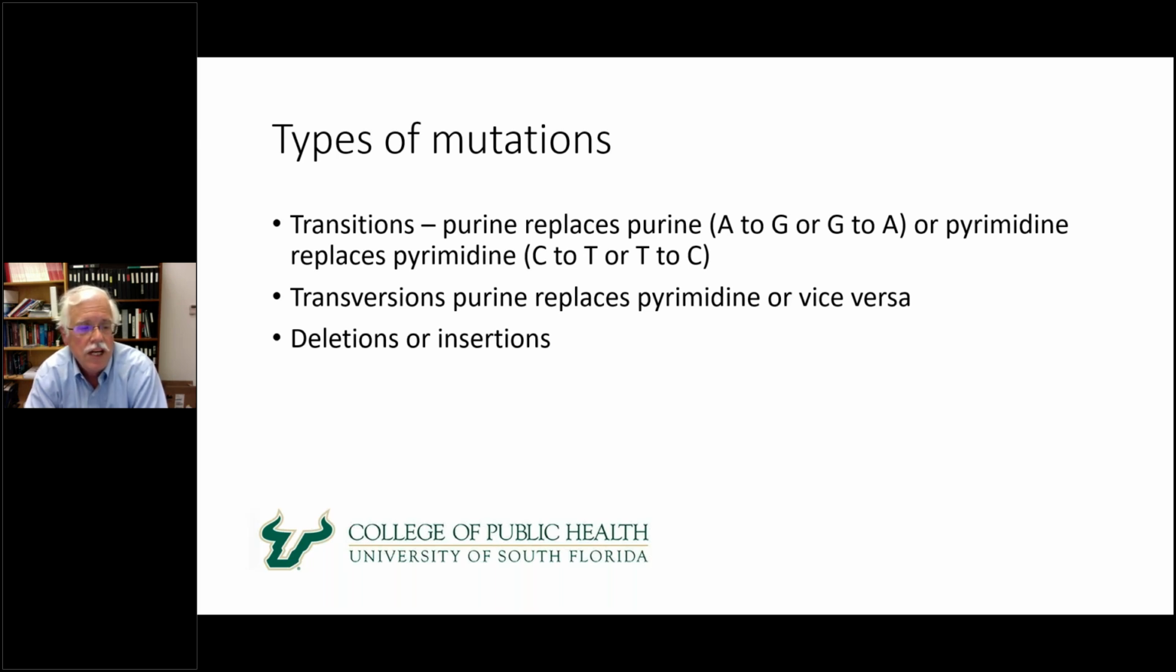Transversions, on the other hand, where you have a pyrimidine that replaces a purine or a purine that replaces a pyrimidine, are a little less common because obviously a two-ring structure is very different than a one-ring structure, so the polymerase is a little less likely to make that mistake. And finally, you can have deletions or insertions that can occur when the polymerase slips and stutters and can introduce extra base pairs or delete certain base pairs.